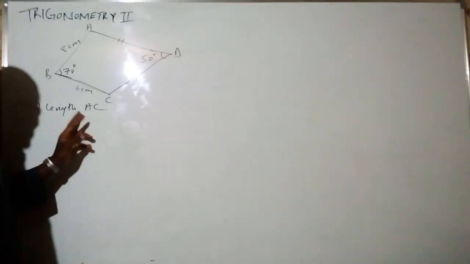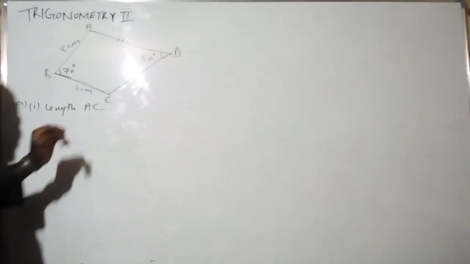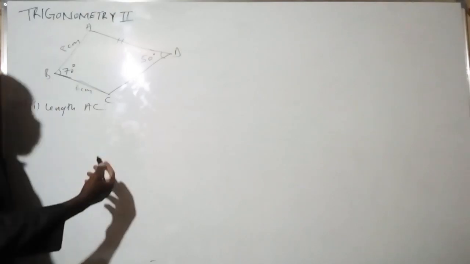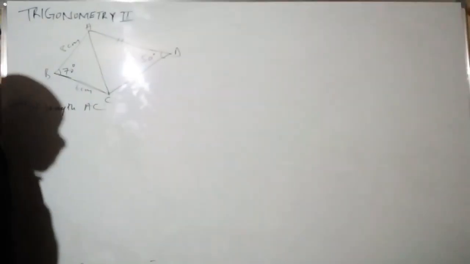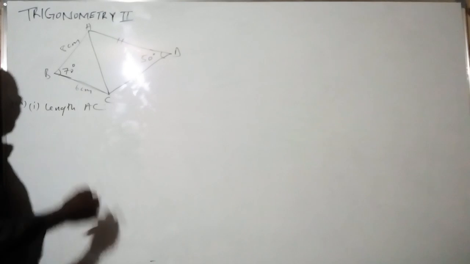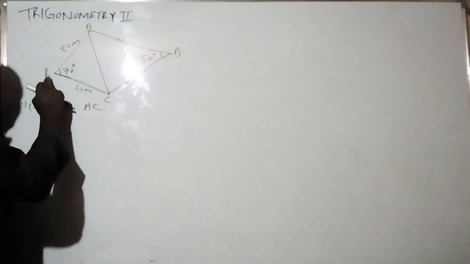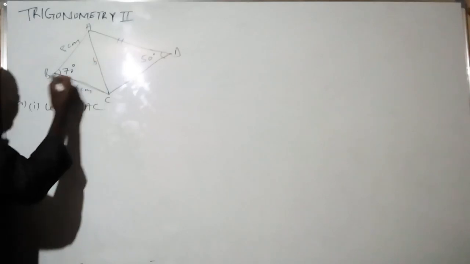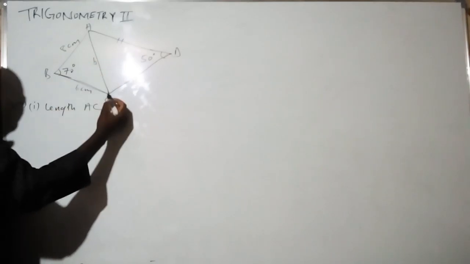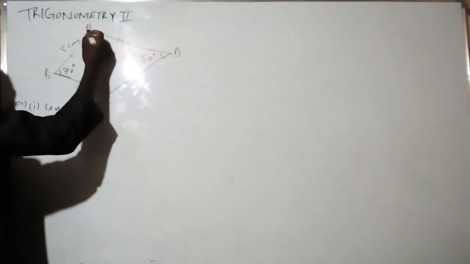Where do you start? We can use what you call the cosine rule to get AC. You can drop a line from A to C. This is our AC. First of all, you can concentrate on triangle ABC. Capital B goes with the opposite side, small b. Capital C goes with side c, and A goes with side a.